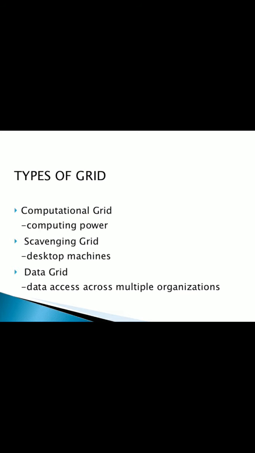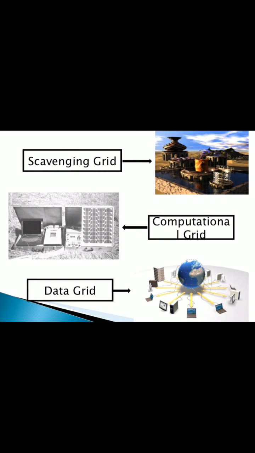Here are some other types of grid computing, like computational grid computing, scavenging grid computing, which is desktop machine based, and data grid, which is data access across multiple organizations. So scavenging grid computing, as you can see in the picture, what does it mean?